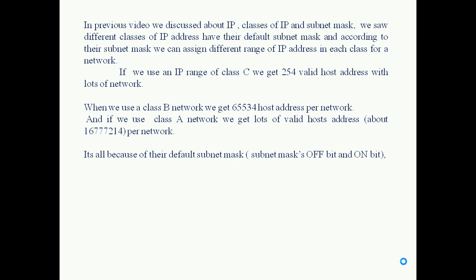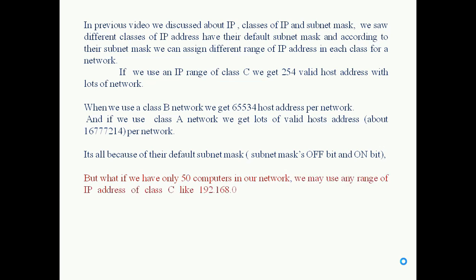As a subnet mask contains on bits and off bits, all the off bits define the host portion of the IP address and the number of hosts, how many hosts will be in a particular network, and all the on bits of your subnet mask define how many networks can be created in a particular class of IP address.